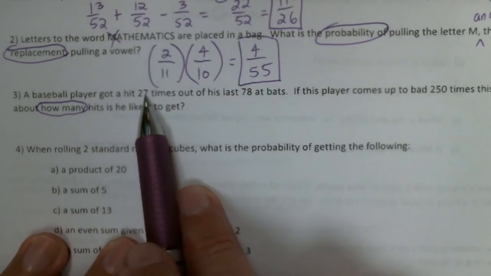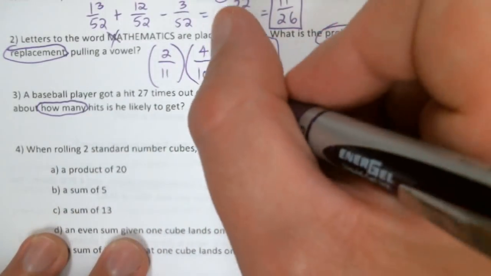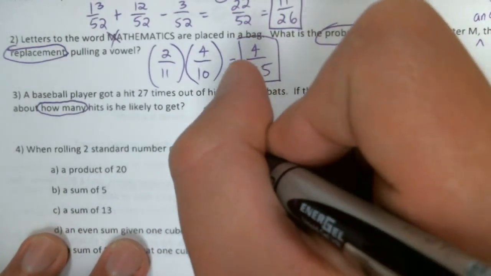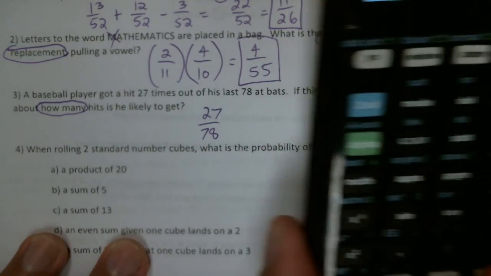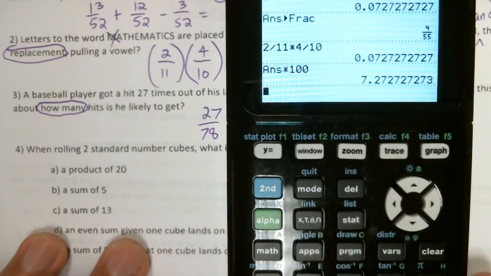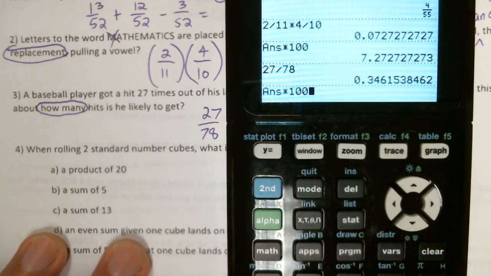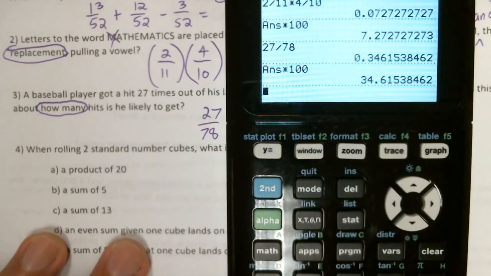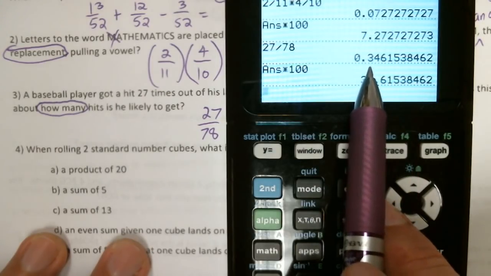So basically what I'm going to do is take this ratio. This person got 27 hits out of 78 at-bats. You don't have to do this, I'm just doing this for illustration purposes. 27 divided by 78 times 100. So they're getting a hit about 34% of the time. Or in baseball terms, they're batting .346.